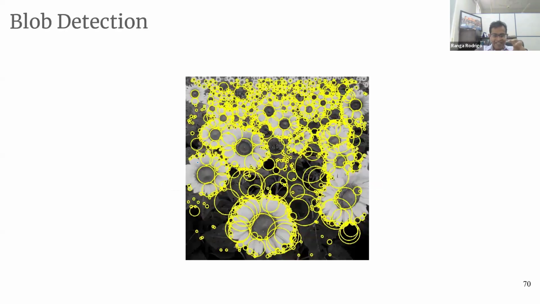Now, blob detection means detecting blobs. They are like circles. You can see in this sunflower field, the blobs have been detected. For example, this one is a blob. See, that has been detected. But when you go far away, the sizes change. So definitely we have to detect blobs of different sizes. Okay, let's see how to mathematically do this.